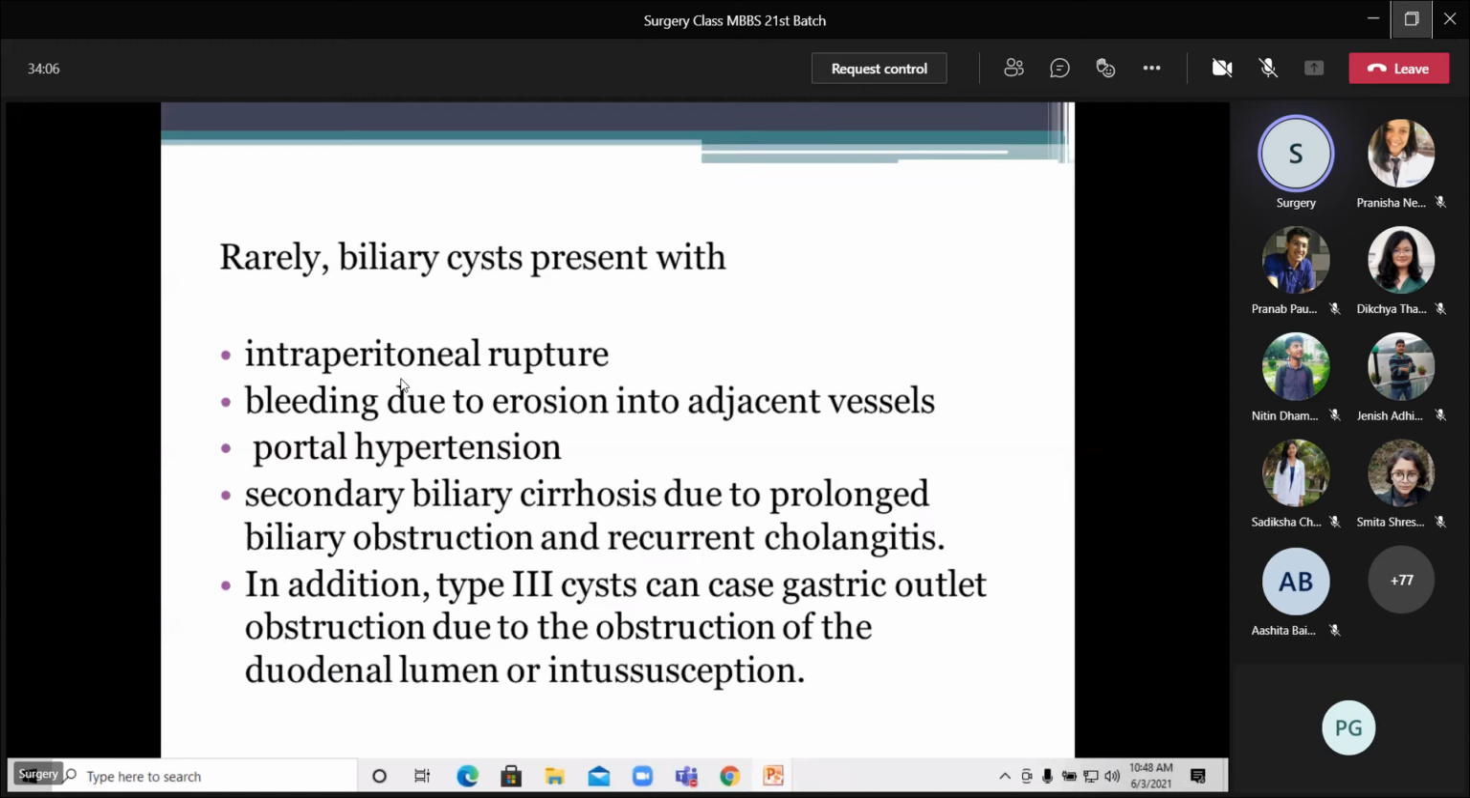And in addition, in the type 3 cyst, that is the choledochocele, the intraduodenal part of the common bile duct gets cystically dilated. When the intraduodenal part becomes huge, it can cause gastric outlet obstruction, as it compresses on the duodenal lumen.